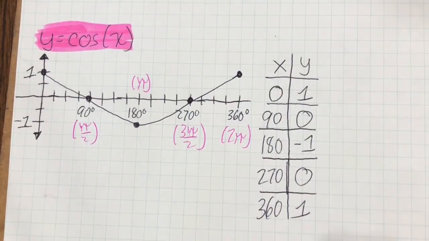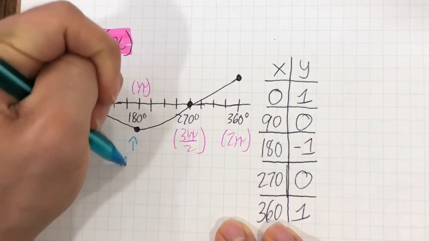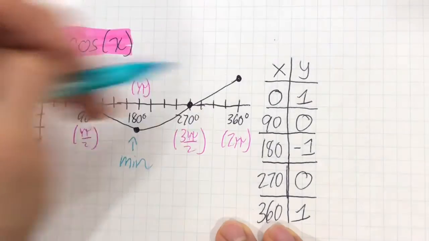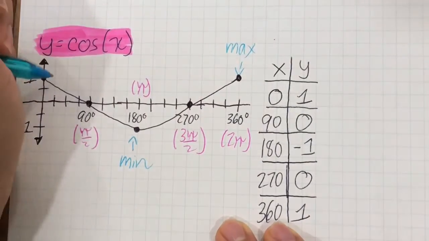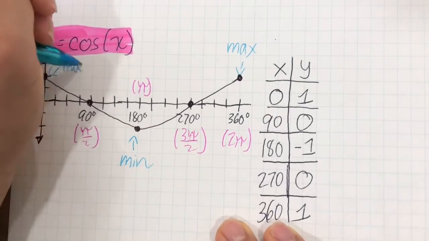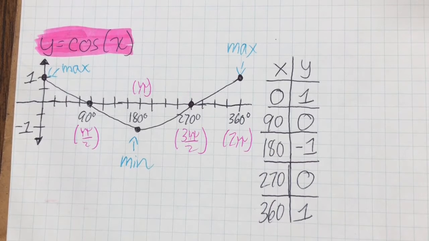All right. And if we were to identify the characteristics of this graph, we see that this point is my minimum. All right. And then these 2 points are my maximum. All right. So we have our graph for sine and cosine. Now what I want to do is further point out the characteristics for the two graphs.